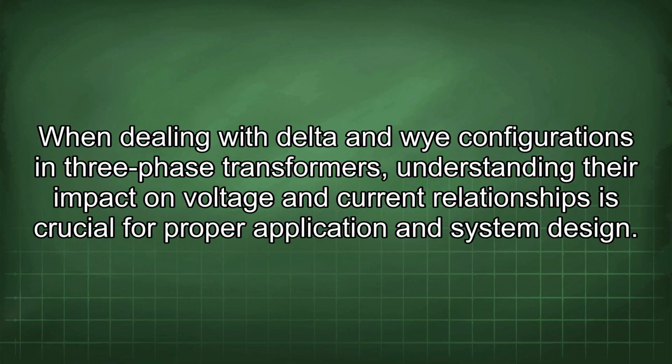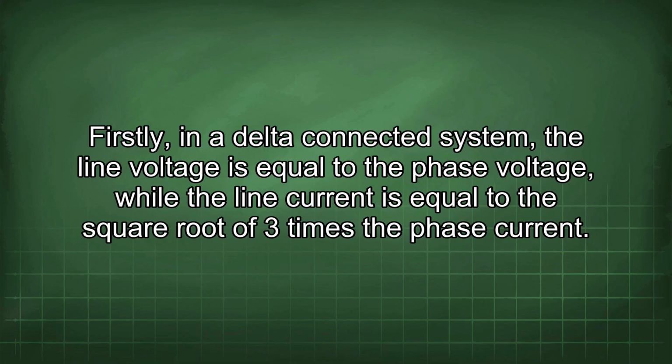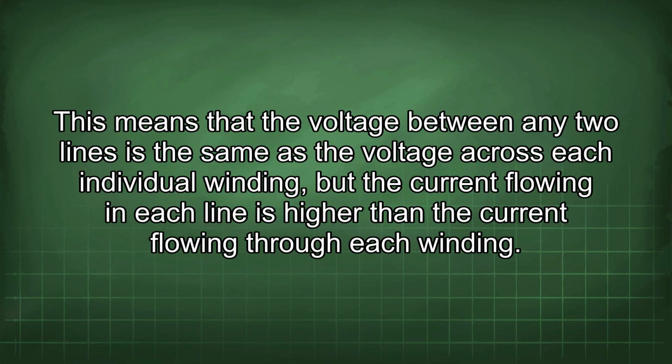When dealing with delta and Y configurations in three-phase transformers, understanding their impact on voltage and current relationships is crucial for proper application and system design. Firstly, in a delta-connected system, the line voltage is equal to the phase voltage, while the line current is equal to the square root of 3 times the phase current. This means that the voltage between any two lines is the same as the voltage across each individual winding, but the current flowing in each line is higher than the current flowing through each winding.